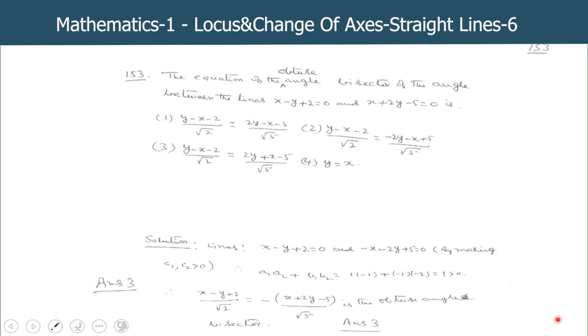So here what I have written is, see, x minus y plus 2 equal to 0, and the other equation, because it is minus 5, I want to make it plus 5: minus x minus 2y plus 5 equal to 0, by making C1, C2 positive. Now a1a2 plus b1b2 means 1 into minus 1 plus minus 1 into minus 2, which is 1, positive. So therefore, (x minus y plus 2) by root 2 equals minus (minus x minus 2y plus 5) by root 5 is the obtuse angle bisector. So the correct option is option number 3. So if it is positive, plus sign is the acute angle, minus sign the obtuse angle.